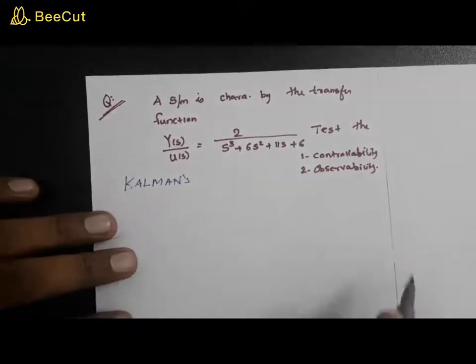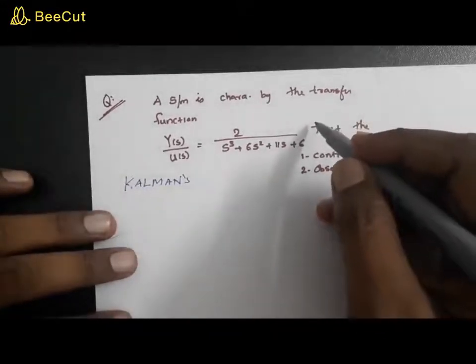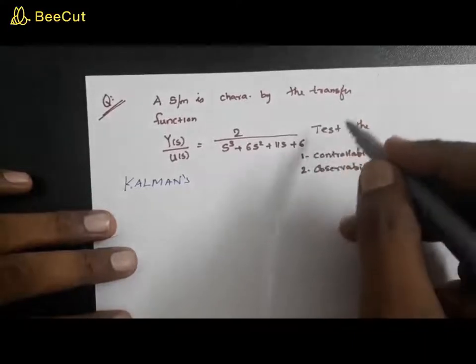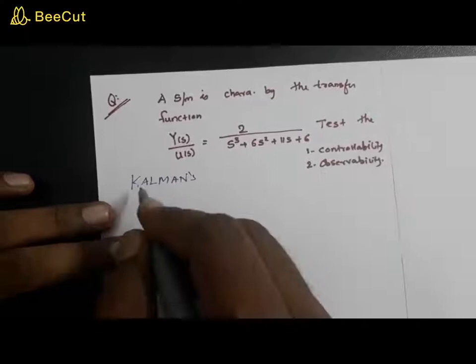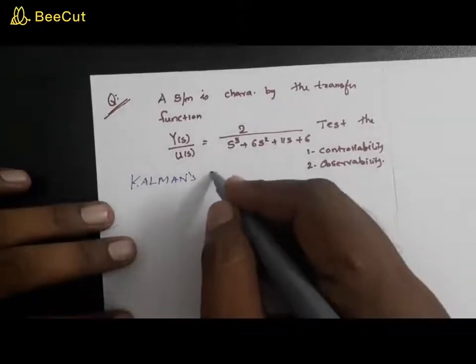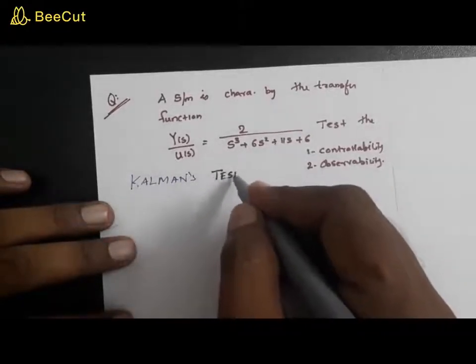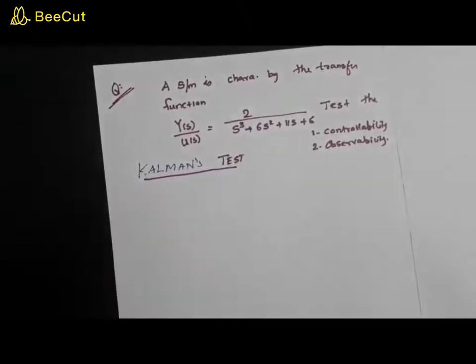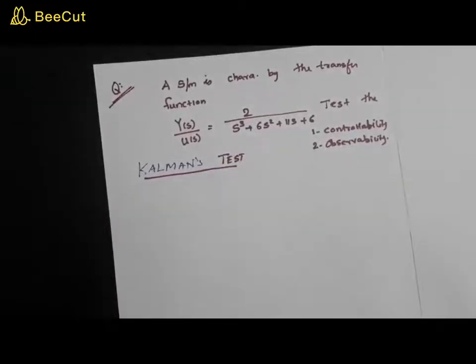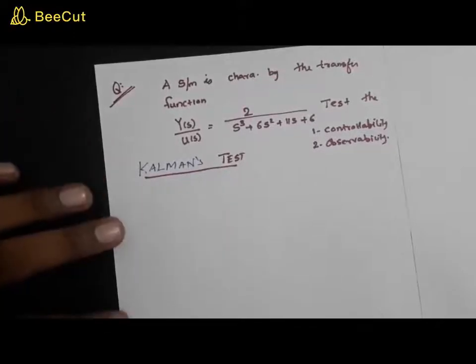Okay, now, I may not be telling you about the method. You will be asked only to test the controllability and observability, and it is obvious that you will have to use Kalman's test for that. So now, in order to apply this, we need the matrix, right? That's what we found out.